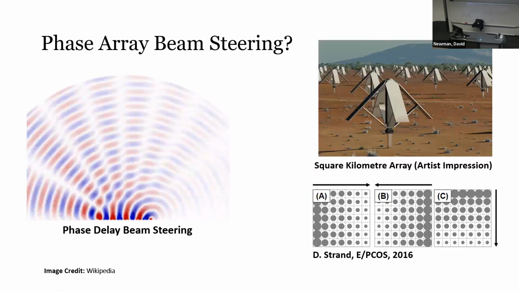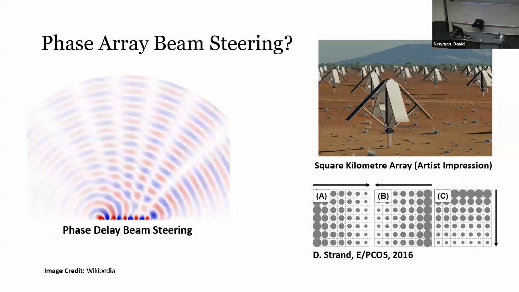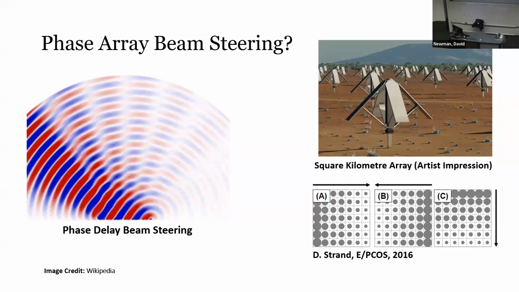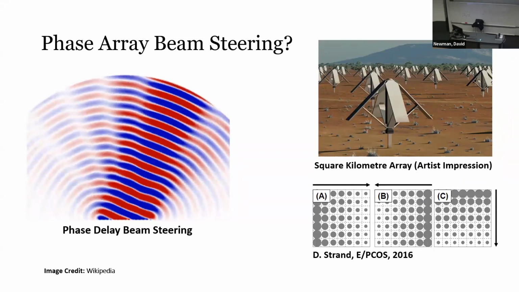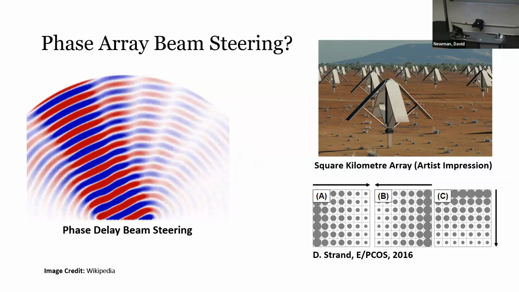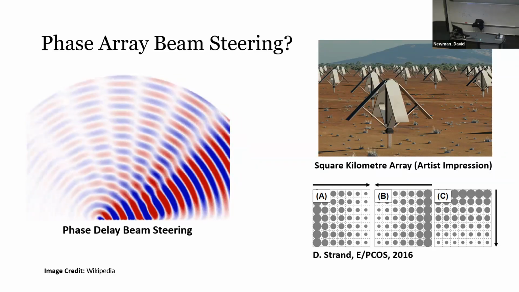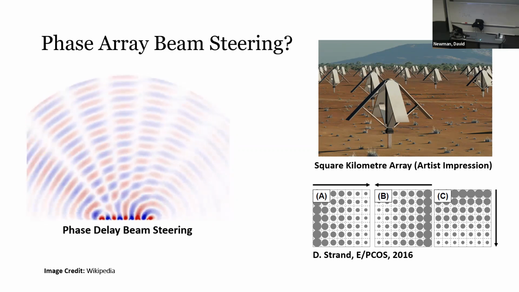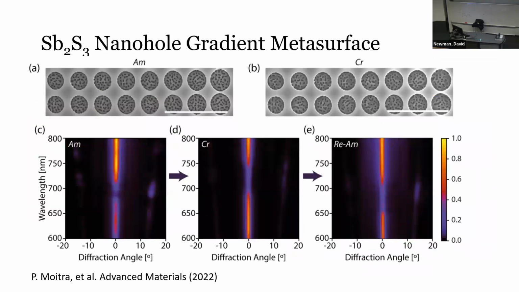As I said, in 2006, not 2016, Strand et al. suggested that we could make beam steering devices by creating arrays of different sized resonators. And that's exactly what we tried to do here. So we created these nanohole arrays where the holes are slightly different sizes and the resonances are separated by quarter pi. In the amorphous state, these are all designed to operate around 700 nanometers.